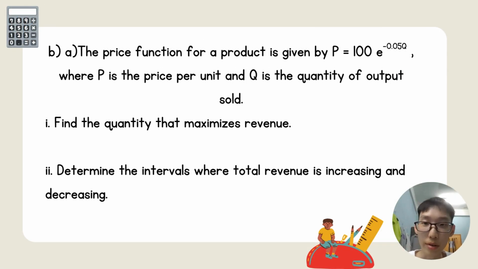Now I'm going to proceed with question 2b. The price function for a product is given by P equal to 100e exponent negative 0.05Q, where P is the price per unit and Q is the quantity of output. So the first question is find the quantity that maximizes revenue. And the second question is determine the intervals where total revenue is increasing and decreasing.